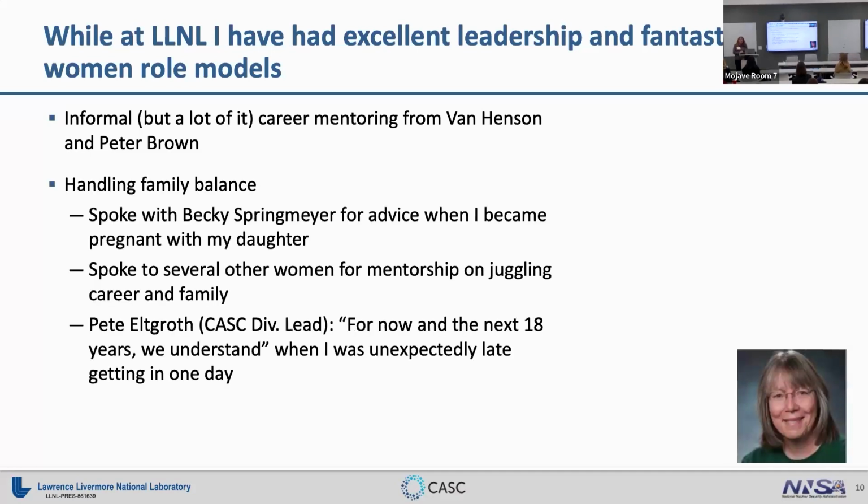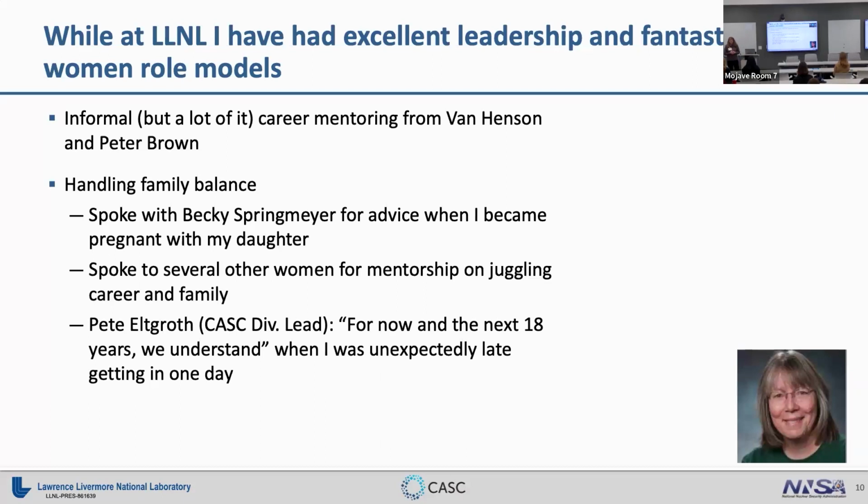Handling family balance. I spoke with Becky Springmeyer when I became pregnant to figure out who I talk to, my division leader, my colleagues, everybody, and how do I handle all of the doctor's appointments and what are okay things to do, what are not okay things to do. And it's always good to talk to people who've gone through the process. I had seen Becky pregnant in our hallway because she used to be in our building. And so I knew she'd be somebody to talk to. And she was fabulous. Since then, I've spoken to several other women on how to juggle career and family and getting help or not and things like that. And it's really good to talk to folks.